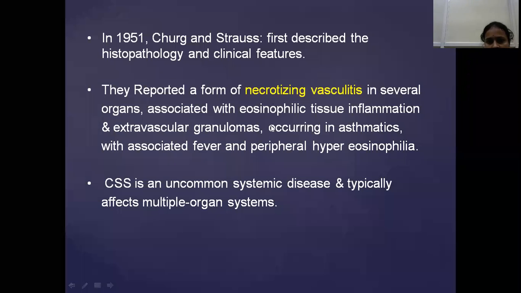Necrotizing vasculitis. Churg-Strauss syndrome is an uncommon systemic disease that typically affects multiple organ systems. Involvement of multiple organ systems is common in Churg-Strauss syndrome. It is uncommon in the other pulmonary eosinophilias. Churg-Strauss and idiopathic hypereosinophilic syndrome, in these two, multi-organ system involvement is common.